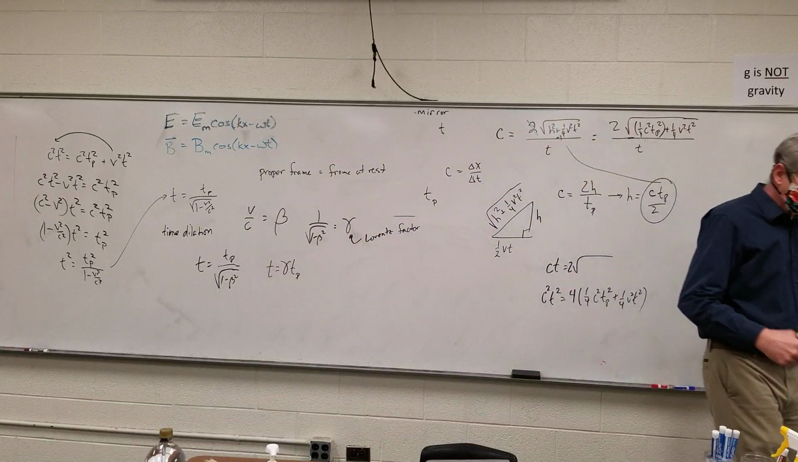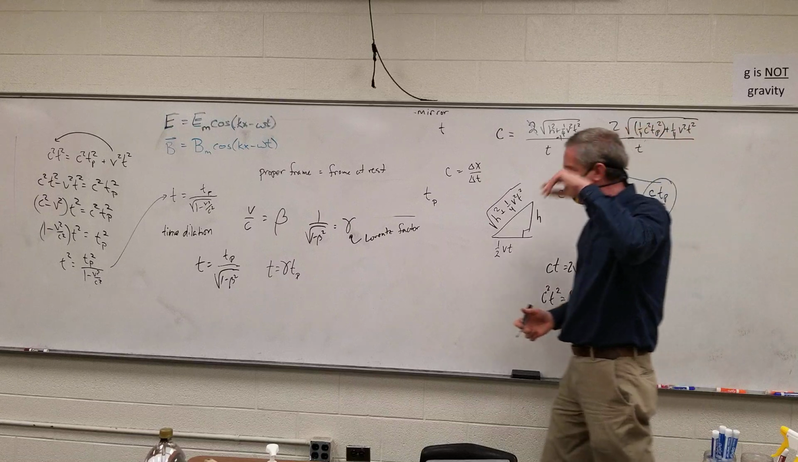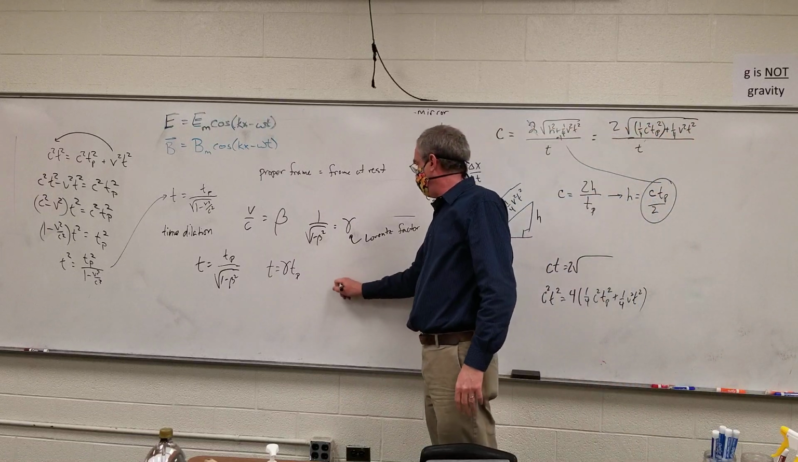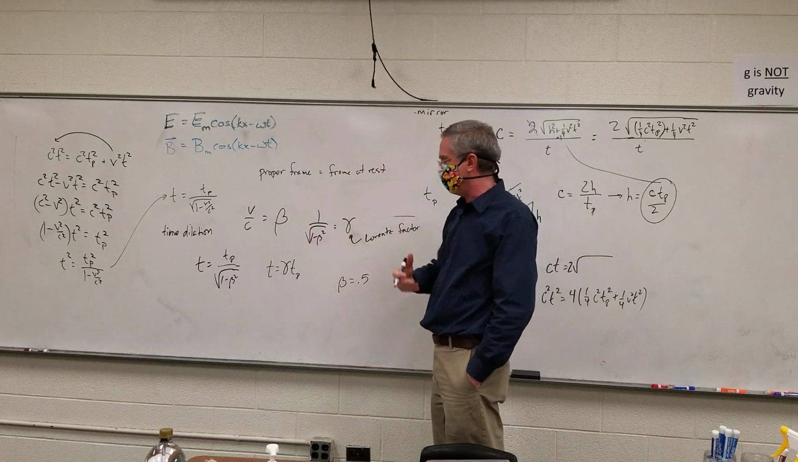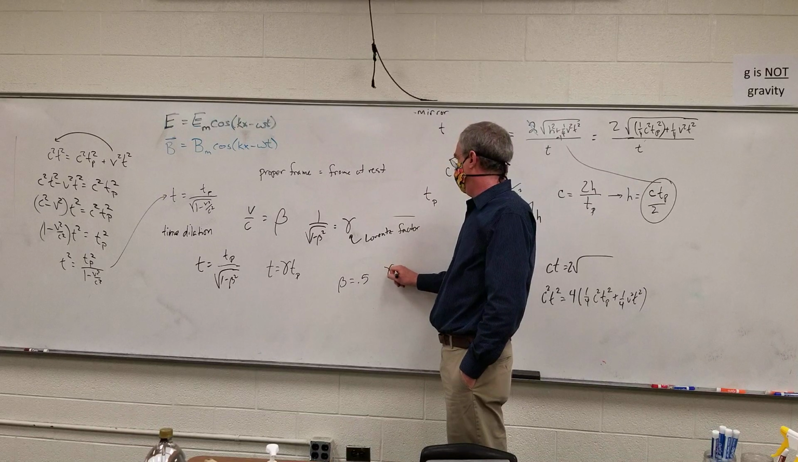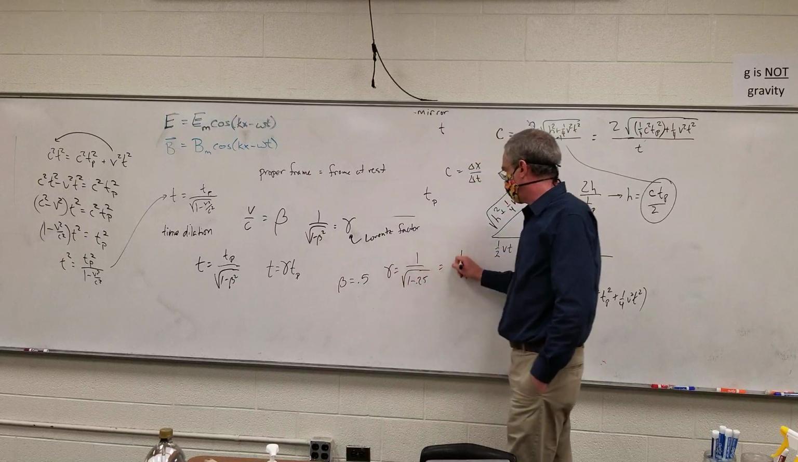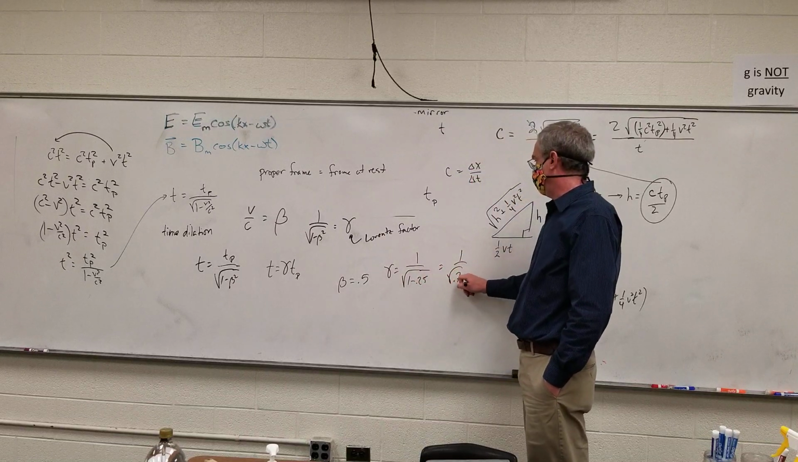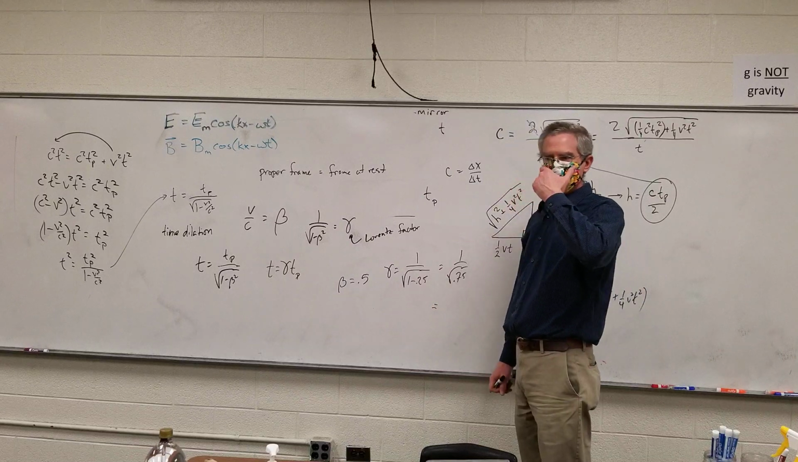This Lorentz factor is the ratio of the times. Let's give an idea if beta is equal to 0.5. In other words, if an object's traveling at half the speed of light, then gamma, 1 over the square root of 1 minus beta squared, which is 0.25, is 1 over the square root of 0.75, which is something.